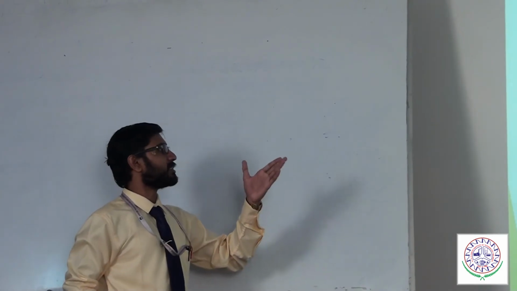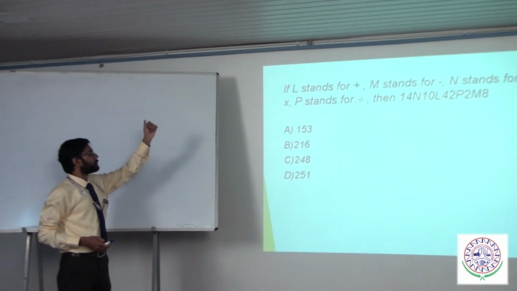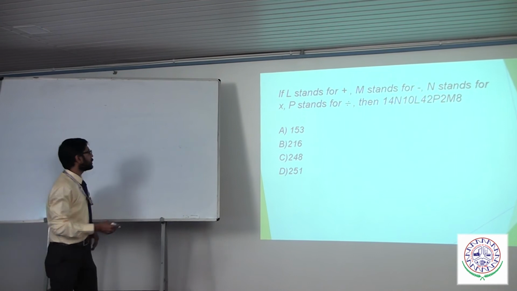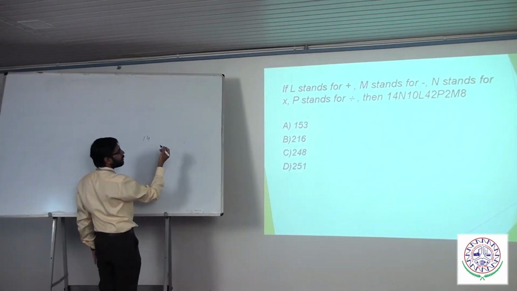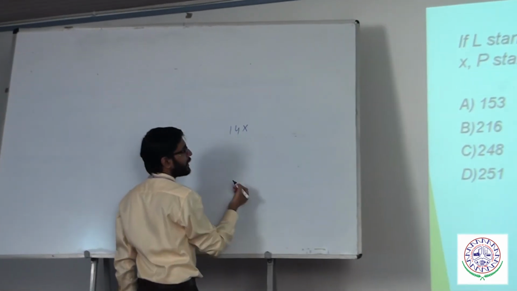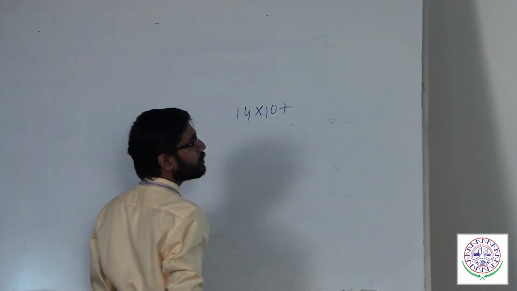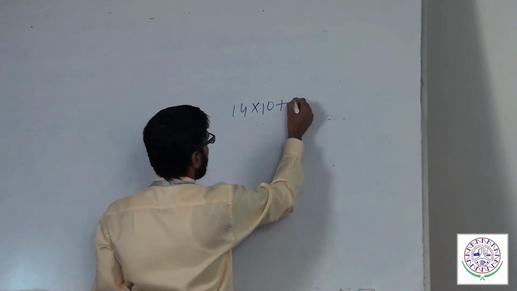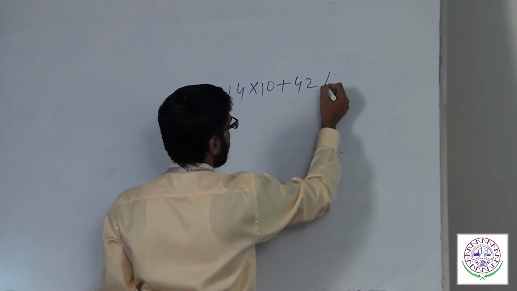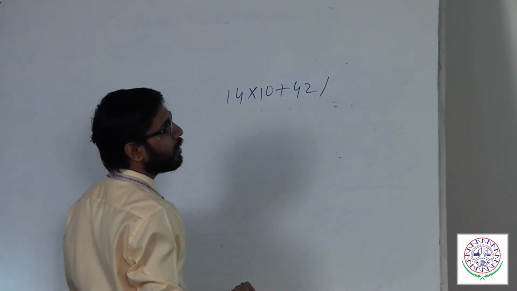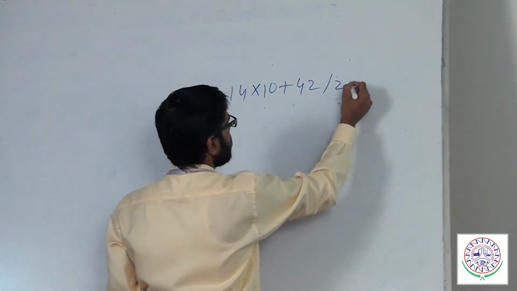If L stands for plus, M stands for minus, and so on, just substitute the mathematical operations given for the symbols. If I directly substitute this: 14, N stands for multiplication, 14 into 10, L stands for plus 42, P stands for divided by, 42 divided by 2, then M stands for minus 8.